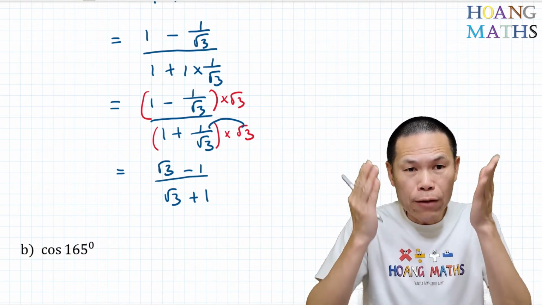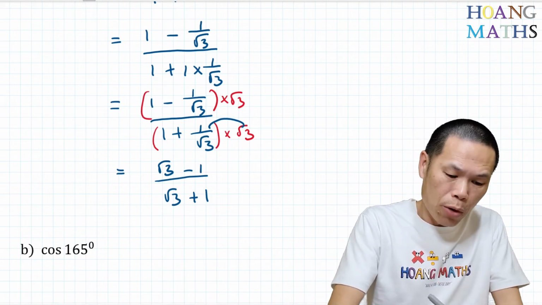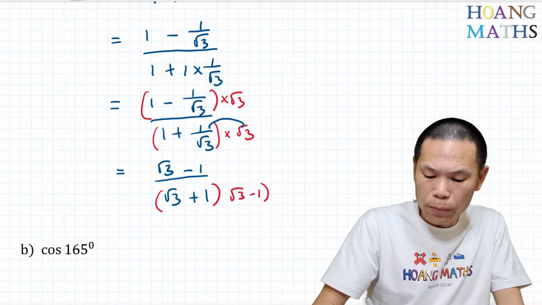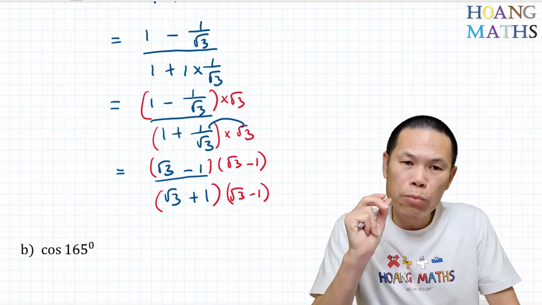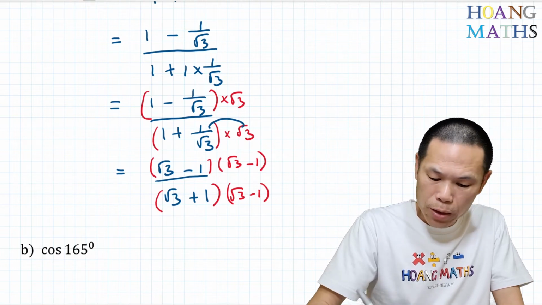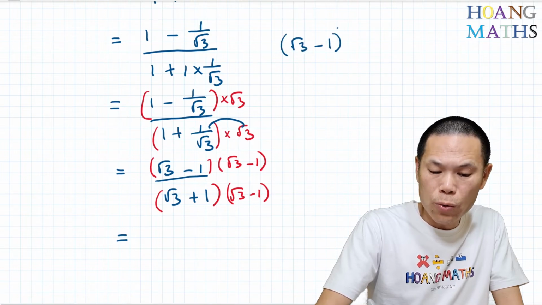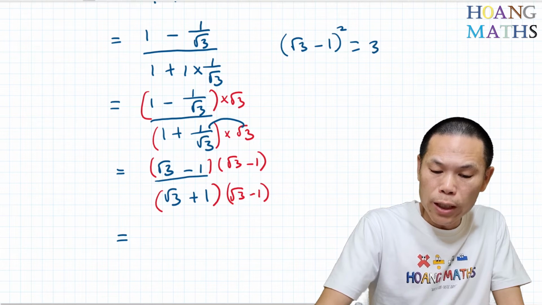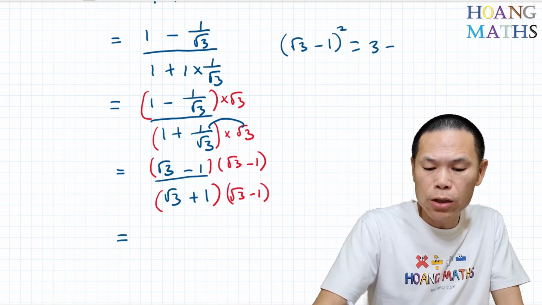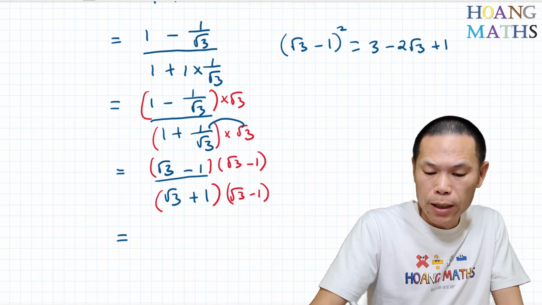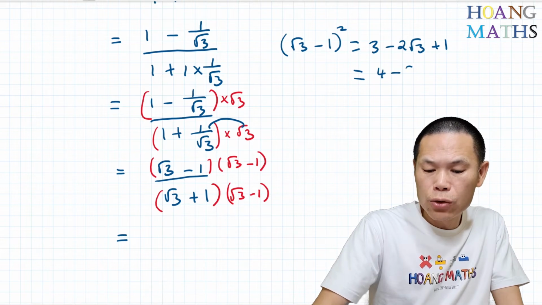So there you go. But I can simplify a bit further by rationalizing the denominator. In other words, I times the bottom by square root of 3 minus 1, and we times the top by square root of 3 minus 1 as well. Therefore, the bottom becomes a difference of 2 squares. The top is square root of 3 minus 1, all squared. Root 3 squared is 3, and root 3 times minus 1 becomes negative root 3, and we double that, so it becomes minus 2 square root of 3. And we add 1. Simplifying further, 3 plus 1 is 4, and then 4 minus 2 square root of 3.